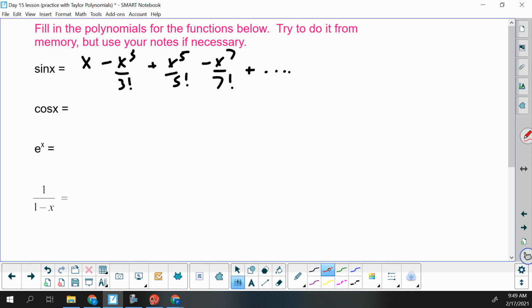Cosine is even, so we would want even powers. So we have 1 minus x squared over 2 factorial plus x to the 4th over 4 factorial minus x to the 6th over 6 factorial plus dot, dot, dot.